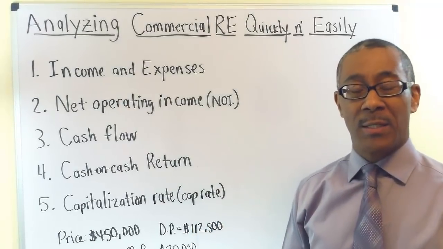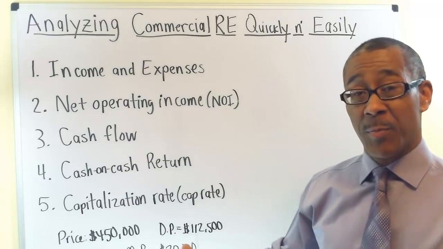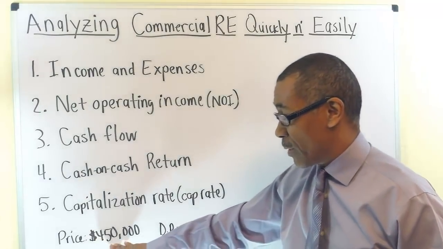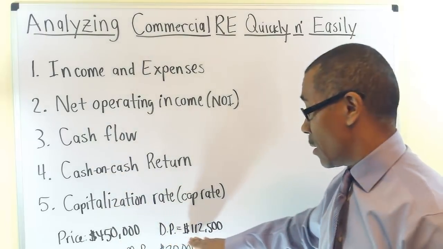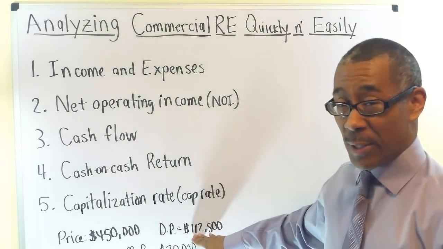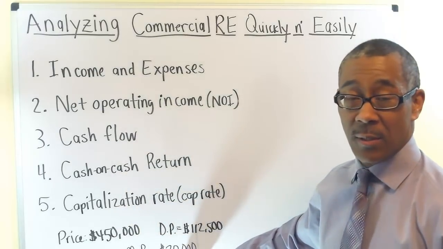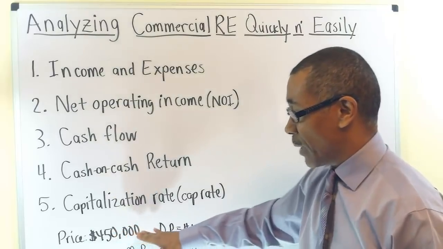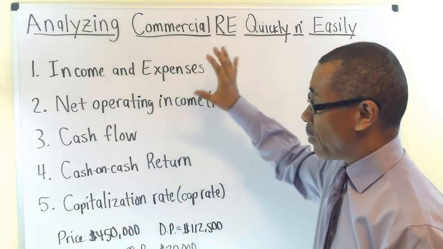I'm going to make 3 assumptions for simplicity's sake. And those assumptions are, on this property, the purchase price is $450,000. I'm going to put down 25%, which is $112,500. And my mortgage payments per year are going to be $20,000. Okay? So I'm making these three assumptions on this deal. Now I'm going to take this information and apply it here.